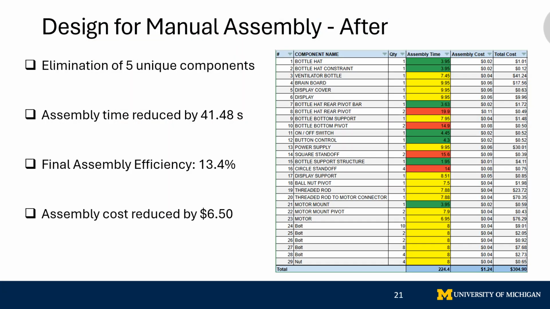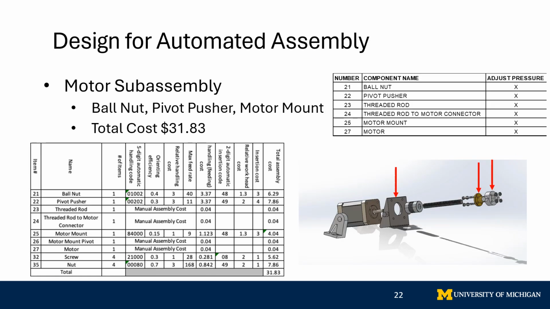After completing design for manual assembly, we have eliminated 5 unique components, reduced the assembly time by 41.48 seconds, increased the assembly efficiency to 13.4%, and also reduced the total assembly cost by $6.50. For design for automated assembly, we chose the motor subassembly. All the components in this subassembly support the function of adjusting pressure. The 3 small components that we use for automated assembly are the ball nut, pivot pusher, and motor mount. In the table on the bottom left, you can see that this total cost comes out to $31.83 for the full subassembly.